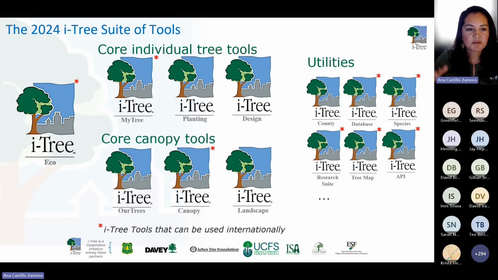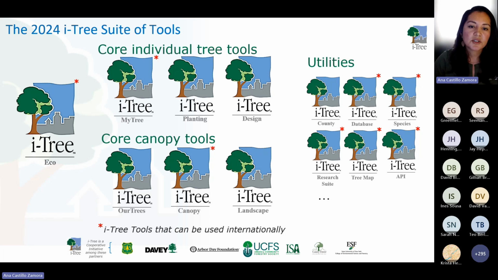And then the next are the core individual tree tools. These are the ones, again, from the bottom up approach, where you need to get measurements of DBH or species to get the desired outputs. And that includes MyTree, which we'll see a quick demo on, and Planting Design. And then the next ones are the core canopy tools, which are Trees, Canopy, and Landscape. And those, again, work on aerial imagery or LiDAR assessments to get those estimates for tree benefit values.